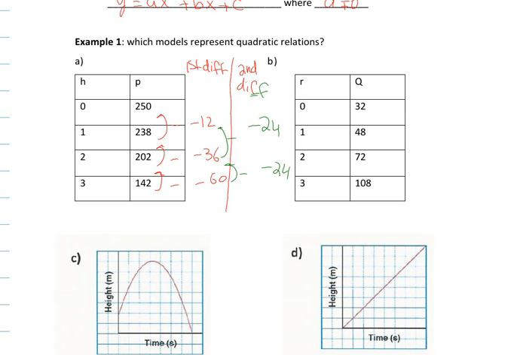So what do you notice with the second difference? It's constant. Because of that, I'm going to say that it's a quadratic function. So the second difference is constant. Therefore, it is quadratic.